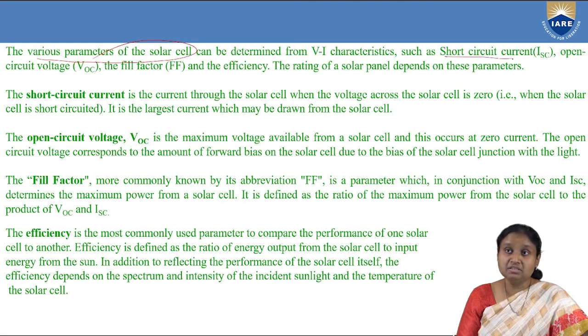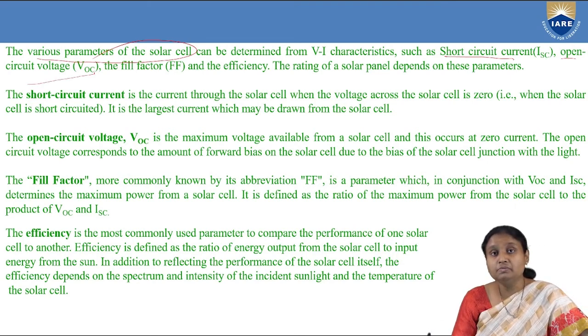First parameter is our short circuit current, which is given as ISC. Then we have our open circuit voltage VOC. How are we going to get a short circuit current? By putting voltage 0. And how are we going to get open circuit voltage? By connecting no load in the circuit.